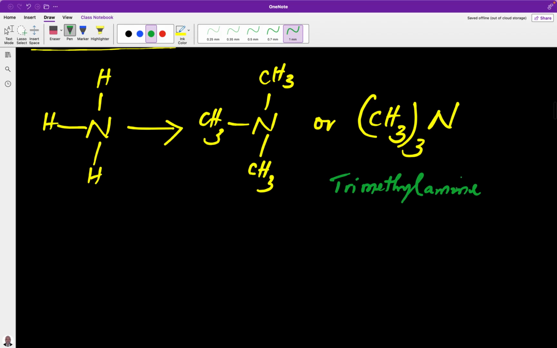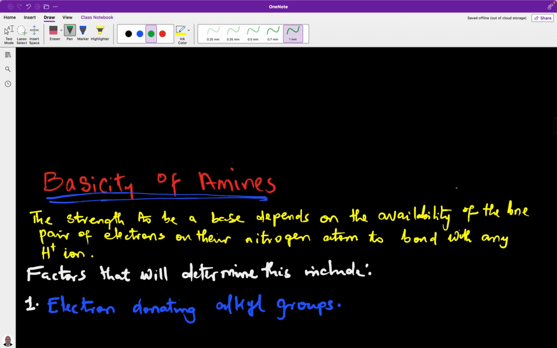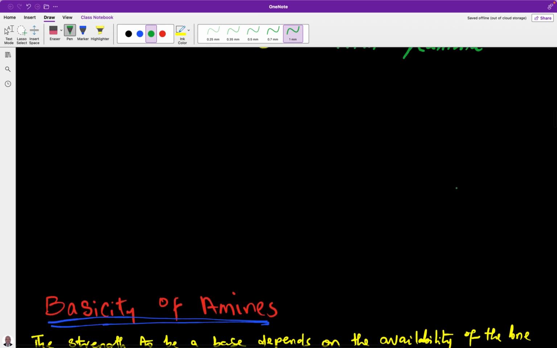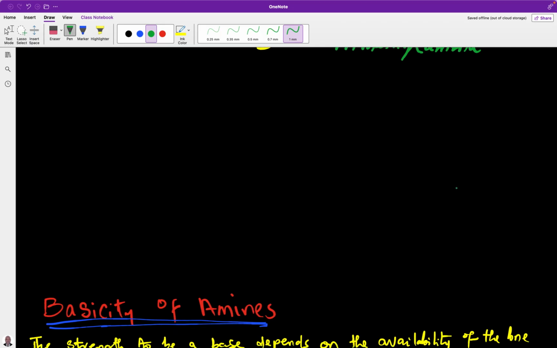So now we will be moving straight to the basicity of amines. But before we get there, we can summarize amines in this way.